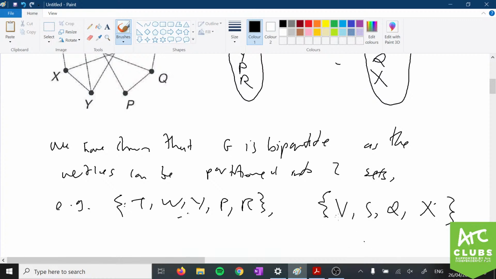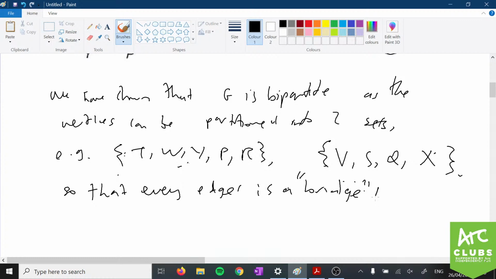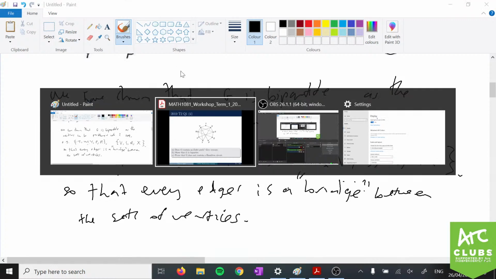So that every edge, well, I'm just going to informally say it, is a bridge between the 2 sets of vertices. And yeah, that's part B done. G is bipartite. And the next question is more interesting.